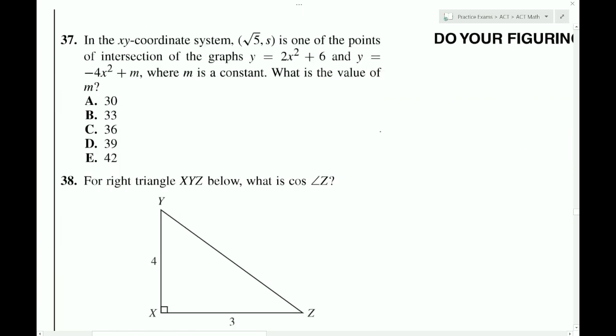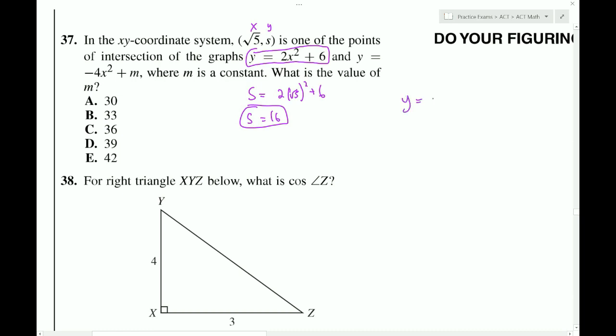In the xy coordinate system, whenever you're given a point, you always label it xy, because you're probably going to be plugging that in. What is the value of m? First thing I'll do is plug in here for x and y. So S is 2 rad 5 squared plus 6. Rad 5 squared is 5. 5 times 2 is 10. And 10 and 6, of course, is 16. So we learned there that S is equal to 16.